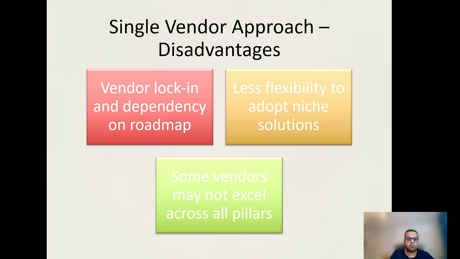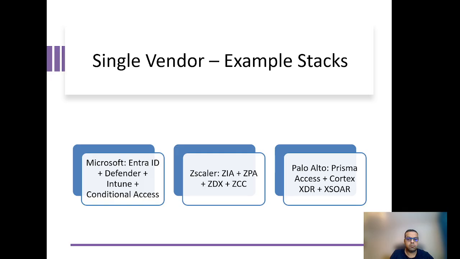Palo Alto Networks, Prisma Access, Palo Alto's Cortex XDR, which is their EDR platform, XSOAR, which is their automation platform, Prisma Cloud Security, which is their cloud security posture management. So this is another example of single vendor zero trust implementation. Yeah, these are some of the examples like I explained before.